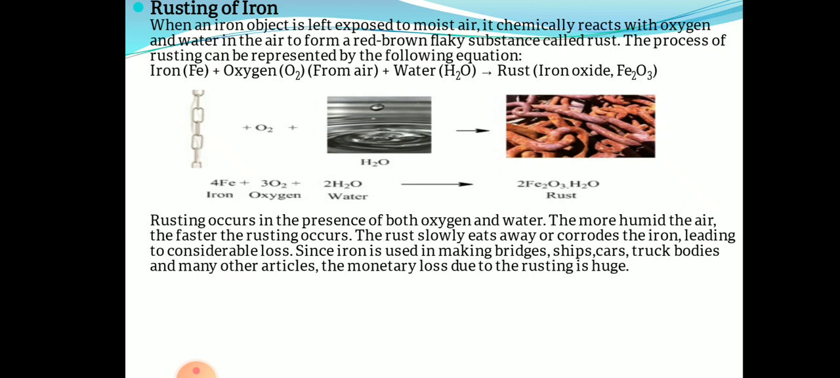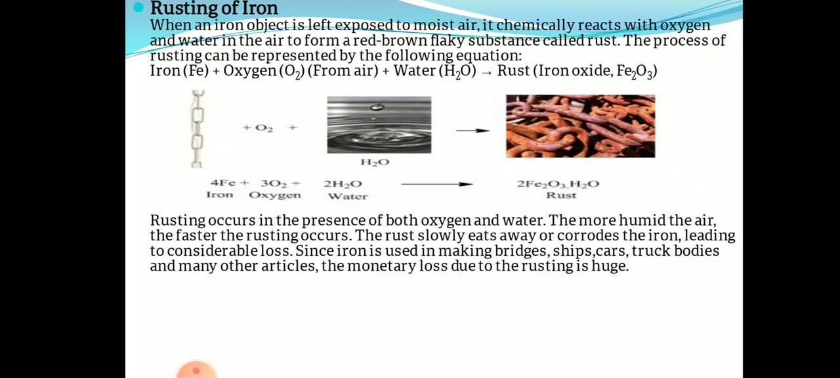Rusting occurs in the presence of both oxygen and water. The more humid the air, the faster the rusting occurs. The rust slowly eats away or corrodes the iron, leading to considerable loss. Since iron is used in making bridges, ships, cars, truck bodies, etc., and many other articles, the monetary loss due to rusting is huge.